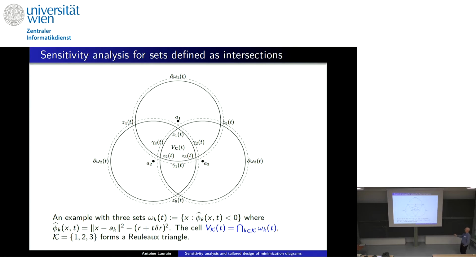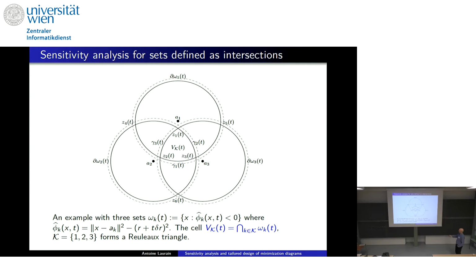So this is an example where we consider these intersections of sets. We have three circles. This is the full line. And the cell that we study here is this V of K. It's this Reuleaux triangle. It's like a triangle with curved edges. And these dashed lines represent the small perturbation of the circles. So you can see when these three disks grow, then the Reuleaux triangle also grows a little bit.